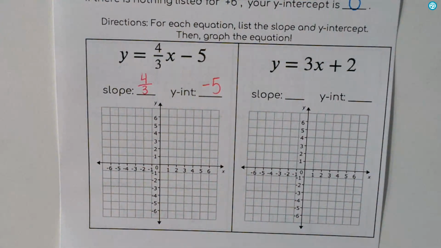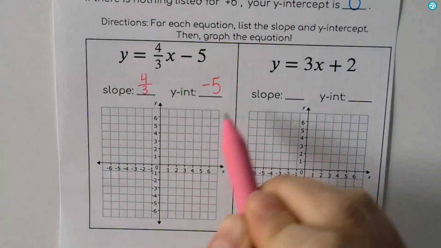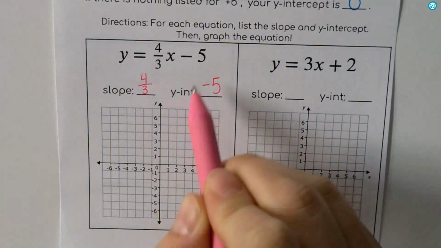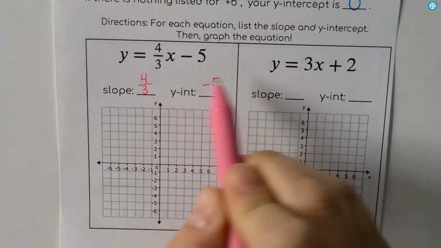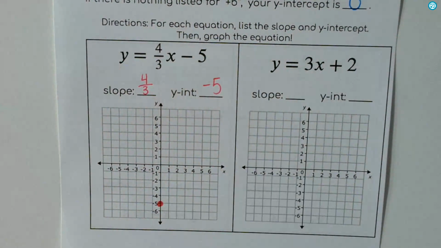We start graphing on our y-axis. So this is our y-axis. We go to our y-intercept. That's, the computer's being really slow. We can think of that as our starting point. So negative 5 down here. Put a dot there. So for today, think of your y-intercept as your starting point.